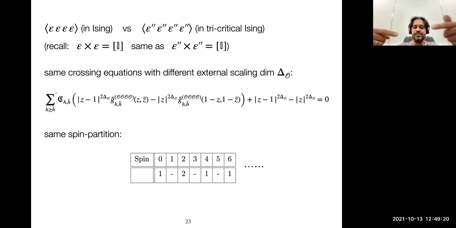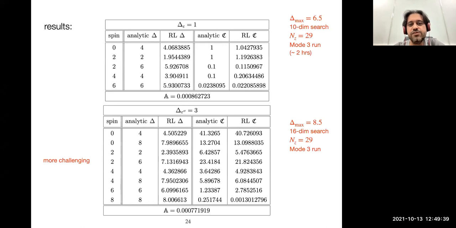So in the intermediate channel, you're only running quasi-primaries in the Virasoro family of the identity. So for both of these 4-point functions, you have the same spin partition and just different external scaling dimensions. So there are some interesting games you can play here. You can leave the external scaling dimension as one unknown and try to vary the whole thing. I will present an example like this later on.